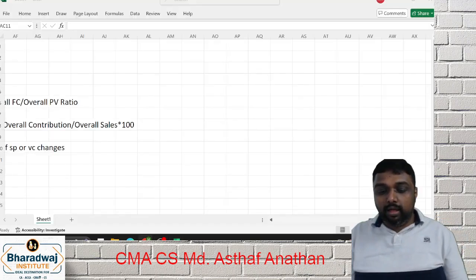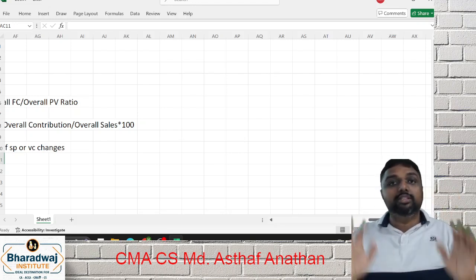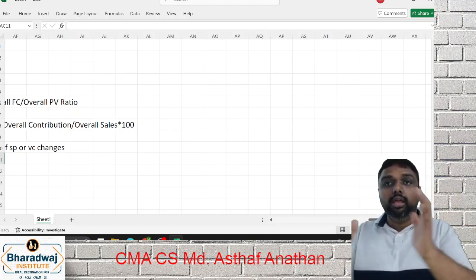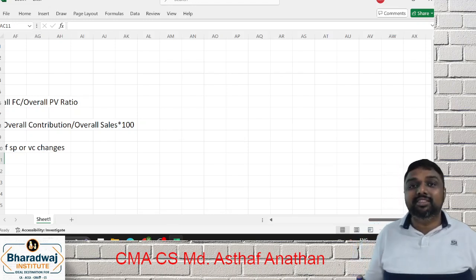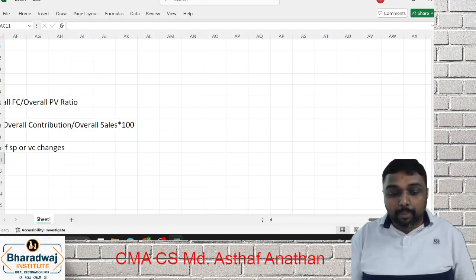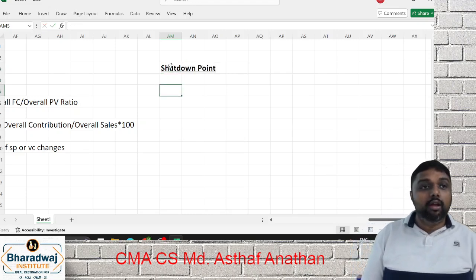What is the analysis of profit? If A, B, C, three divisions are there, what is the profit? If C is closed down, what is the profit of A and B? If profit is increasing, close down. If profit is decreasing, do not close down. Apart from that, we can find the shutdown point on a formula basis.